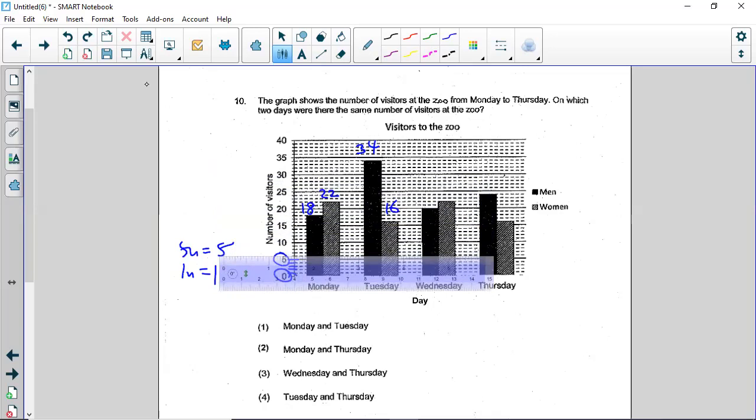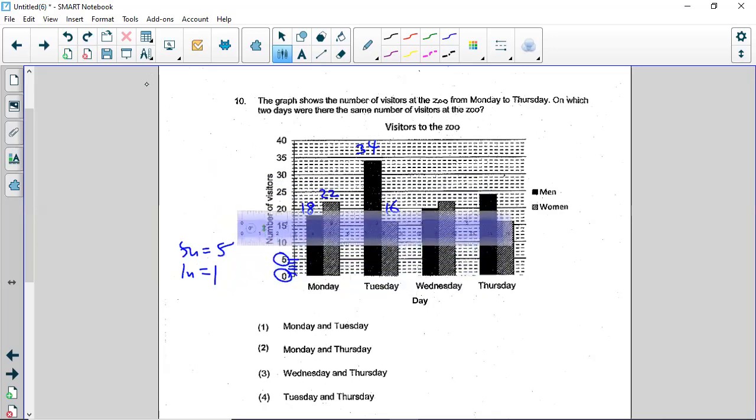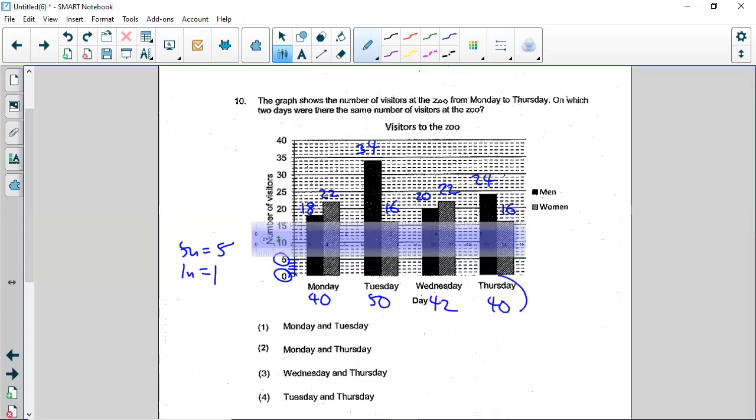Make sure you have the numbers correct. Then Wednesday, how many men? 20. And how many women? 22. And then Thursday, how many men? 24. And how many women? 16. All right, so which 2 days have the same number of people? Monday got 40, Tuesday got 50, Wednesday got 42, and Thursday got 40. So you can see that Monday and Thursday have the same number of people. So answer number 1. So you got to put the numbers.